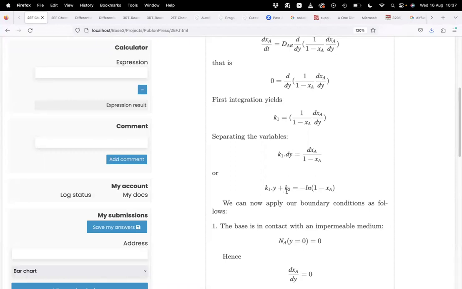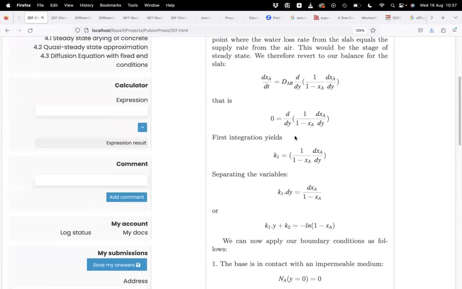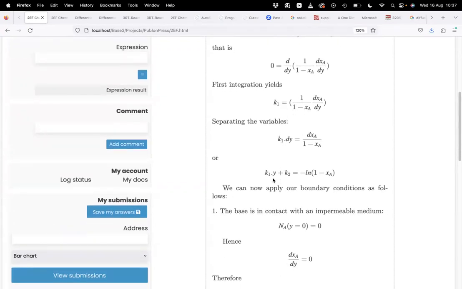And then we applied our boundary conditions. And of course, our first condition is that at the base, there's no flux. And so if you apply that, you get the extremely restrictive condition that if at the base there's no flux, then it means that this gradient is equal to 0 there. And that means this K1 must be a 0 as well. So this then completely removes our dependence on Y. But this is consistent with that the flux must be 0 at the base and that it's completely steady state.